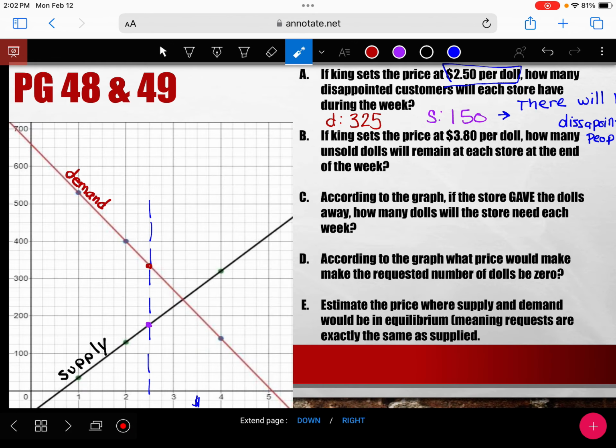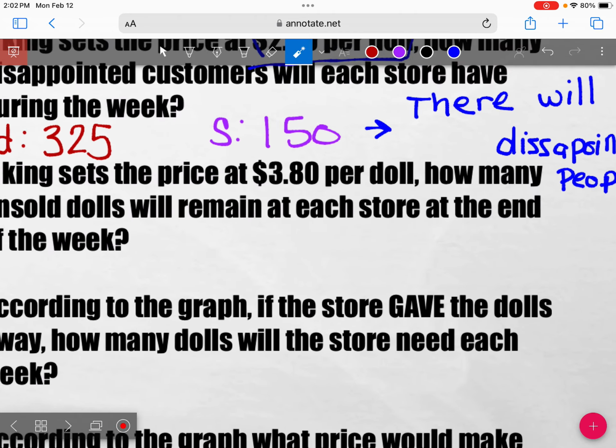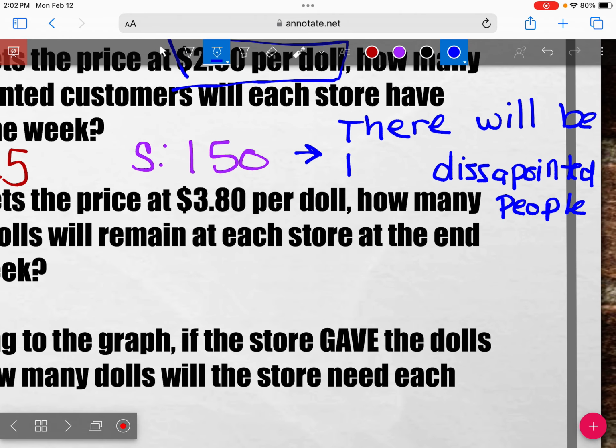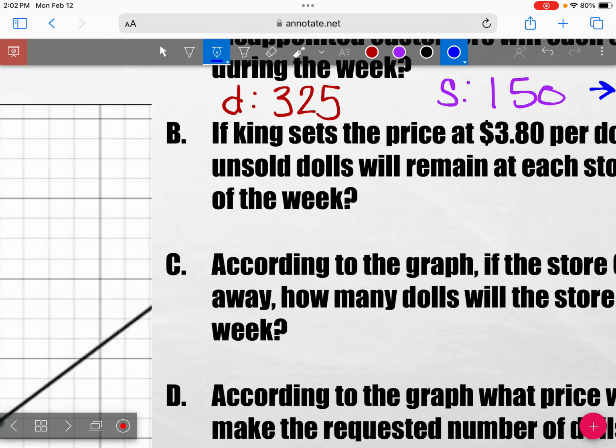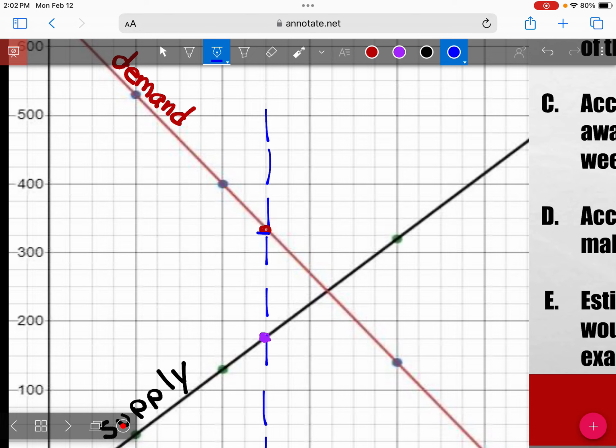Because my demand is high. I got a lot of people that want them, but my supply is a little bit low. So how many people are going to be in here in between? How'd you figure that out? Subtracted the demand and the supply. So we have about 175 disappointed people. And what that was asking is what is the difference between our supply and demand? We have a bunch of people in here that really wanted the doll, but they didn't have enough at the store.